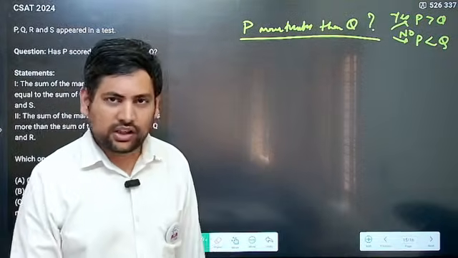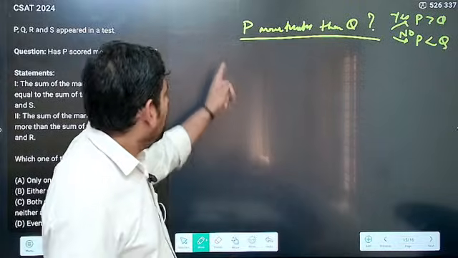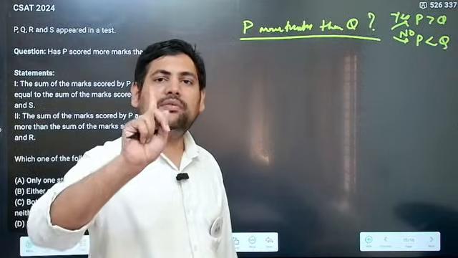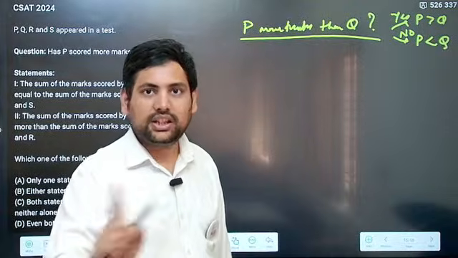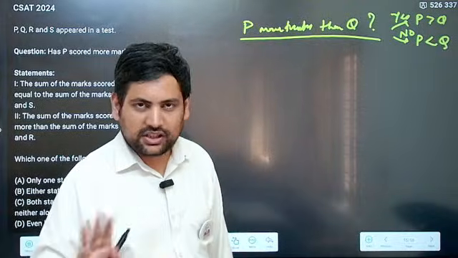Correct? Ultimate question is what? The ultimate question is P scored more than Q or not. You should give me one perfect answer. Yes, he did. No, he didn't. That is the only point.